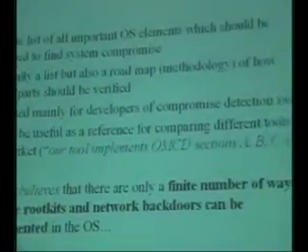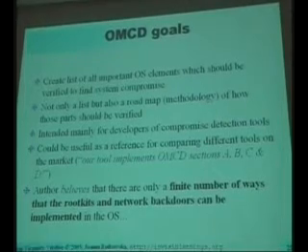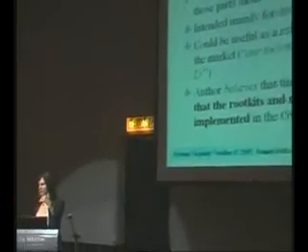Anyway, this project was started by me, currently focused on the Windows system, hosted at ISECOM, and the goal is to create a list of all important OS elements which should be verified to find system compromise. And it's not only a list of objects, but I hope it will also contain some methodology, some algorithms, on how this should be checked. So for example, it will discuss problems with innocent hooking and self-modification when it mentions code verification. It's intended mainly for developers of other compromise detection tools. And I hope it could be useful as a reference if we are comparing different tools. Like we can say that our tool implements sections A, B, C, and D of this OMCD implementation.